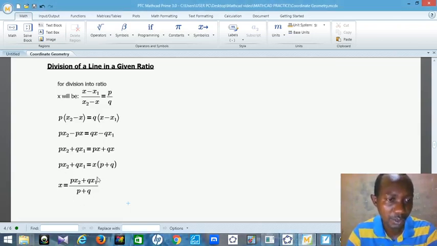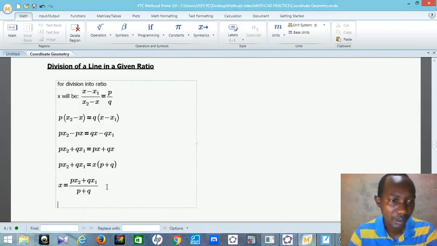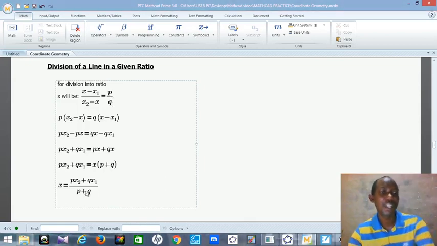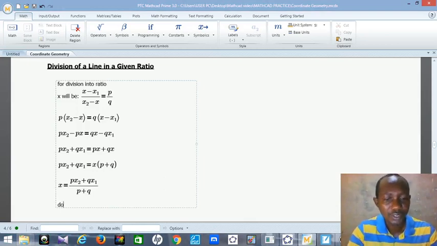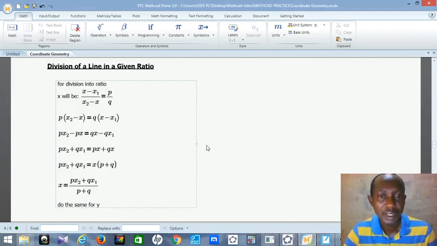So this is what you are going to use when they ask you to divide a line into a given ratio for x. Because of time, I will leave you to try the same for y. Do the same thing: y minus y1 divided by y2 minus y equals p over q. You will get the value for y, then solve your two coordinates and you are done. Just do the same for y, so you will get the same result.